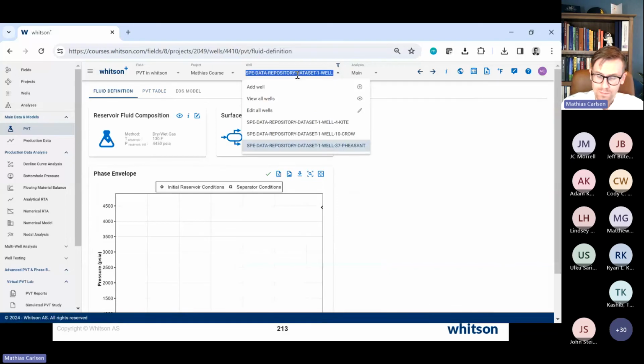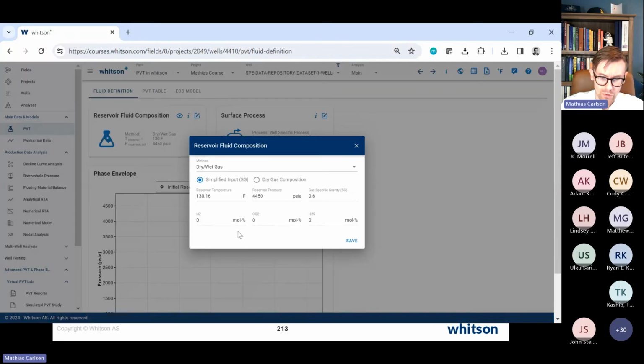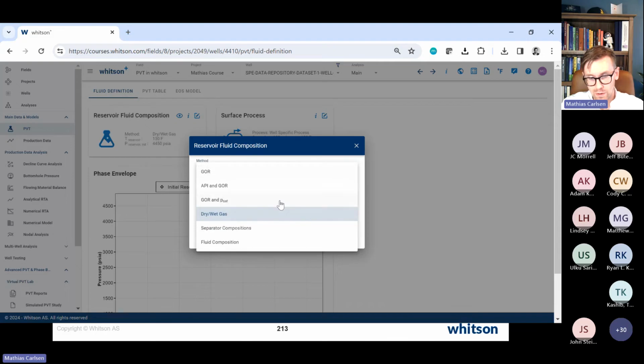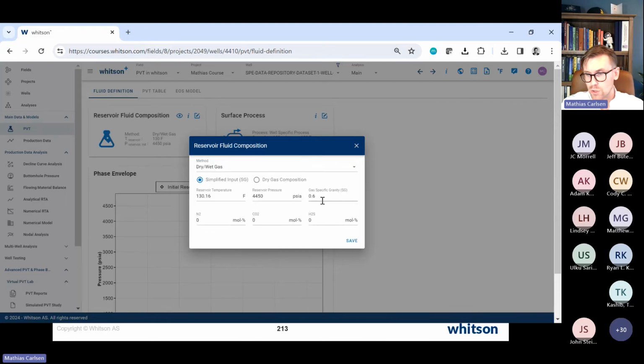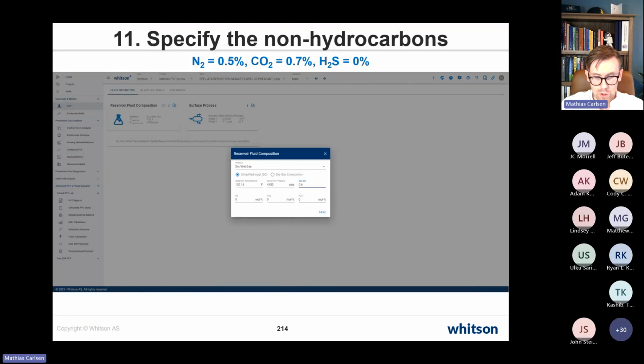You have the pheasant well. You've made sure that your reservoir fluid composition method is changed to dry and wet gas, and then you're using 0.6 as your specific gravity. And then you click save. And you can do the same thing by specifying hydrocarbons.